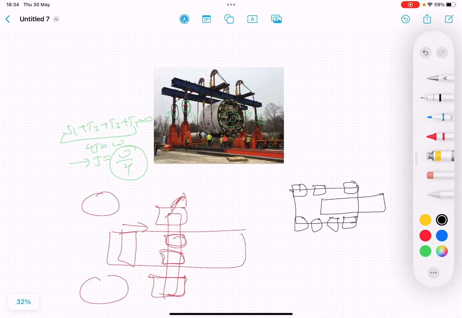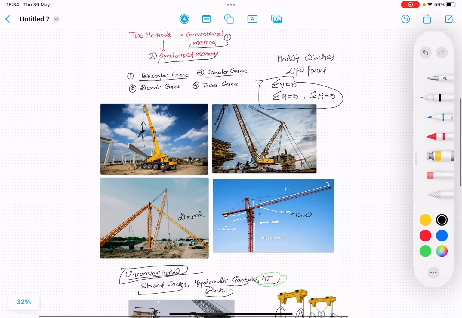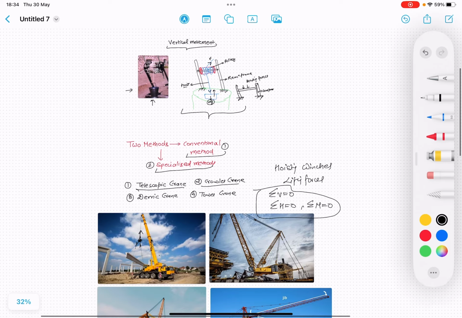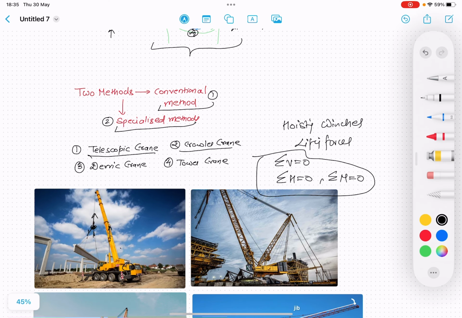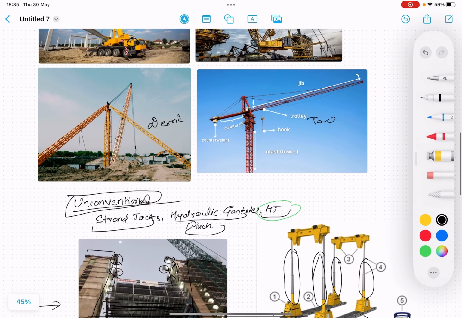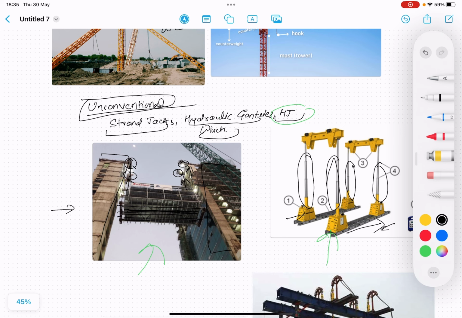Okay, so in this video we have understood the principle behind vertical lifting, what the conventional methods are, and what the specialized or unconventional methods are: strand jacks, hydraulic gantries, hydraulic jacks and winches.